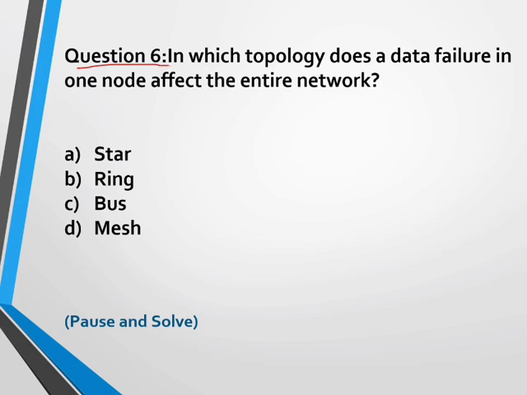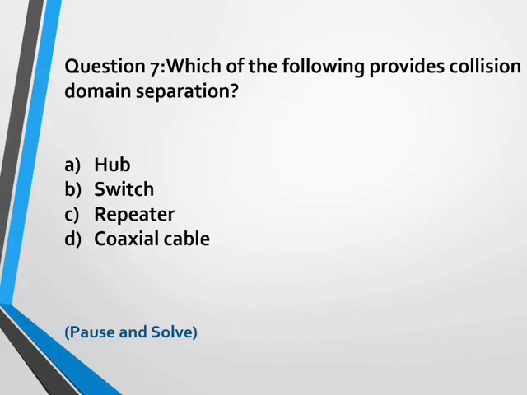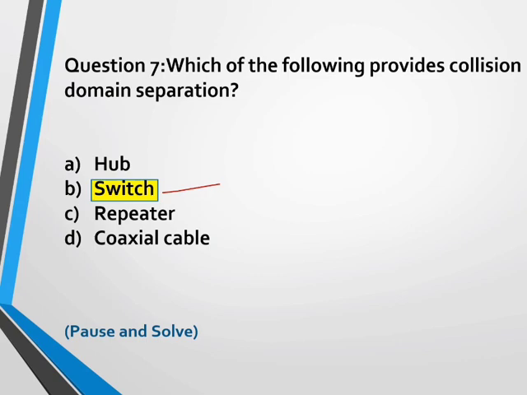Question number 6. In which topology does a failure in one node affect the entire network? Is it a star topology, ring topology, bus topology, or mesh topology? Question number 7. Which of the following provides collision domain separation? Is it hub, switch, repeater, coaxial cable? And the answer is switch. Switch provides collision domain separation.